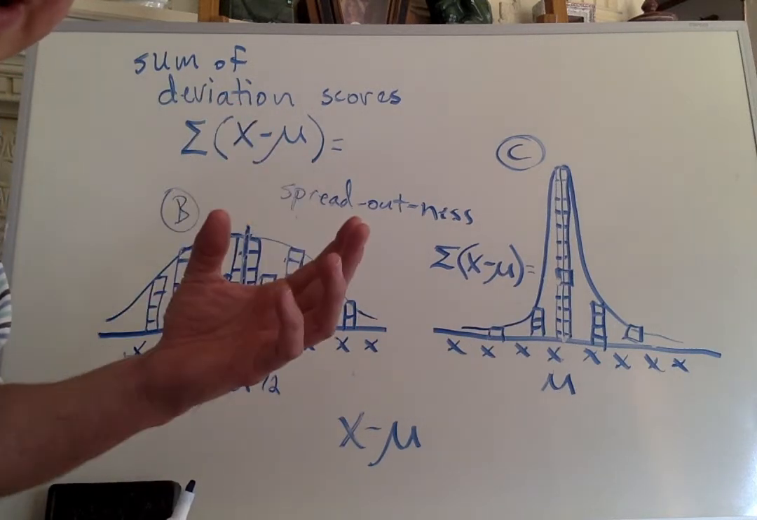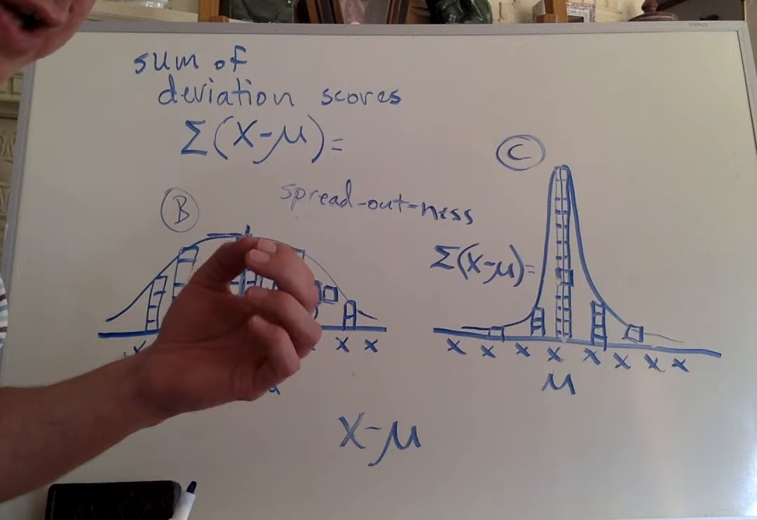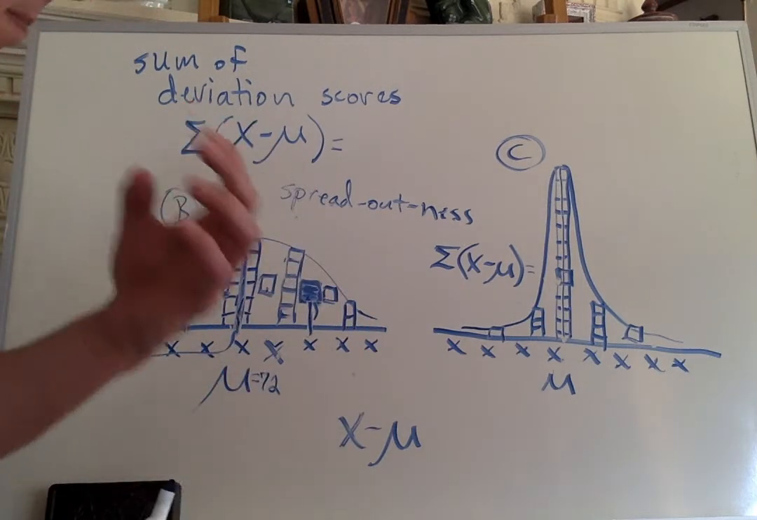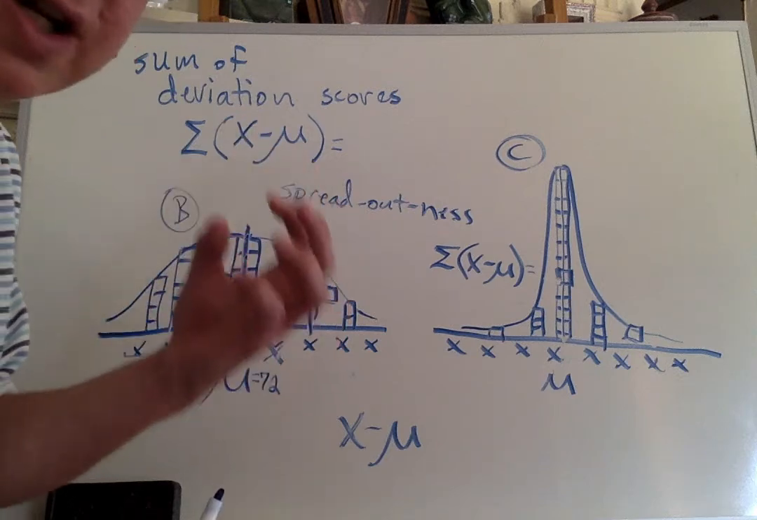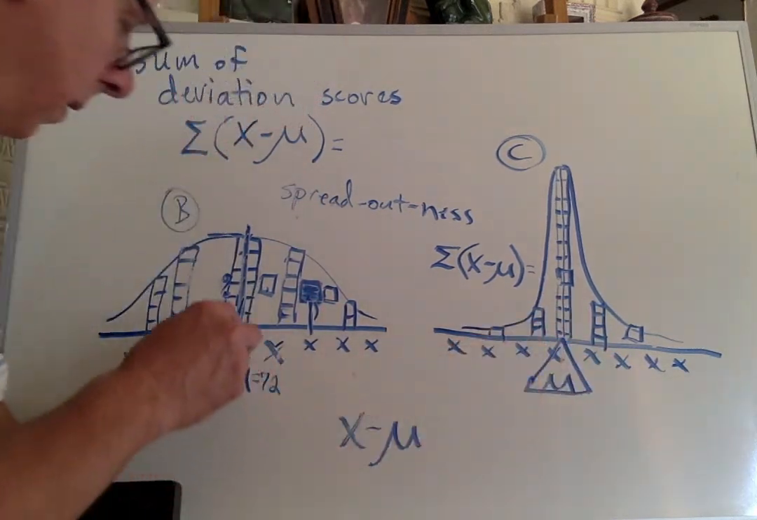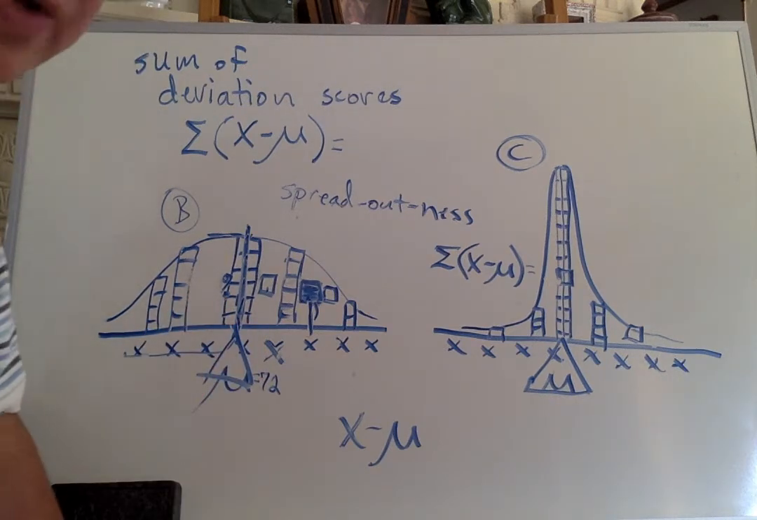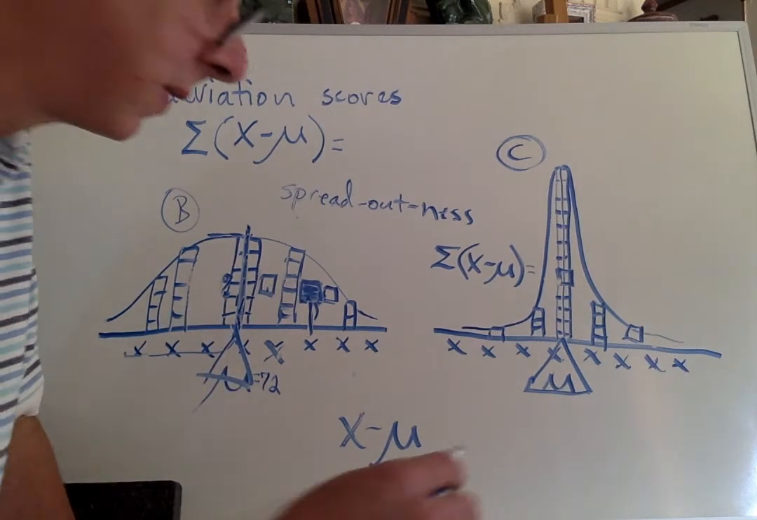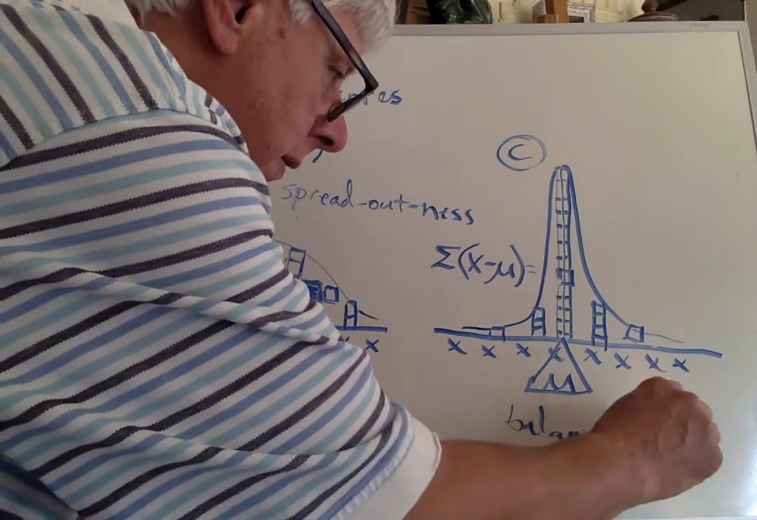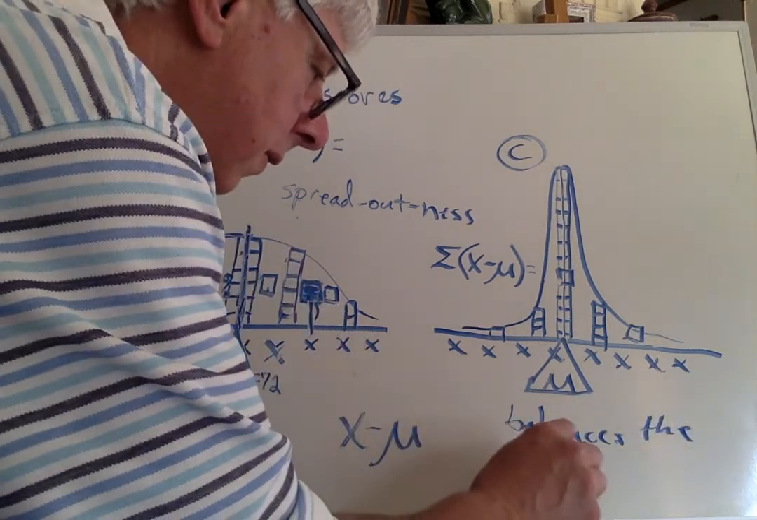And we're finally going to be able to understand even a little bit more about the mean. What the mean does, the position of the mean, balances, and remember we talked about the fulcrum. What does it balance? It balances the deviations.